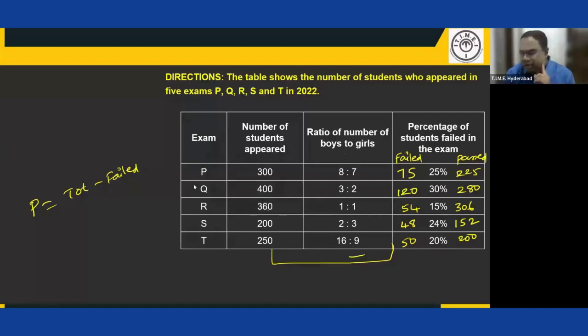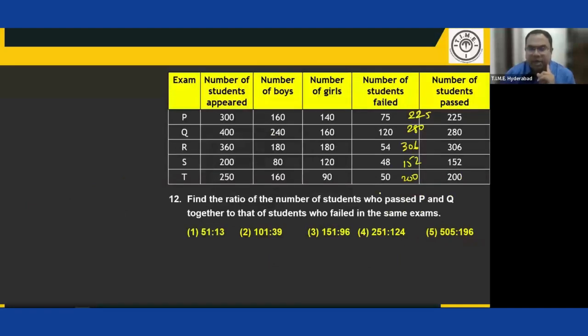So first question, you already answered my question number 12. Ratio of number of students who passed in P and Q: 225 plus 280, so it is 505, is to total number of students failed in the same exams, 195. So it is 5 101s, 5 3s are 15, 5 39s are 195, so 101 is to 39, second option.